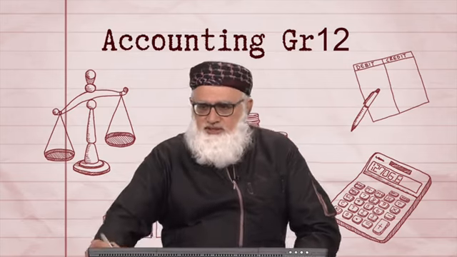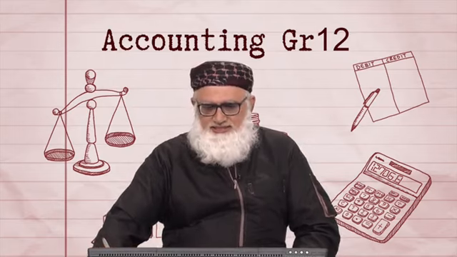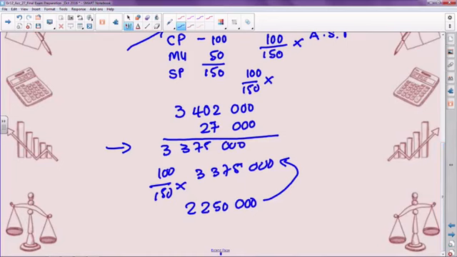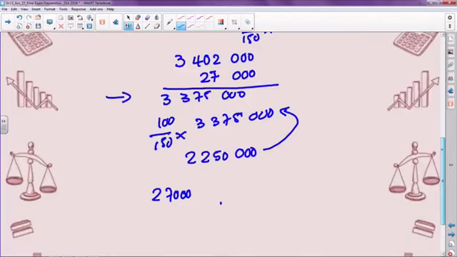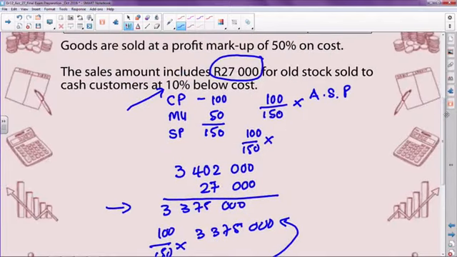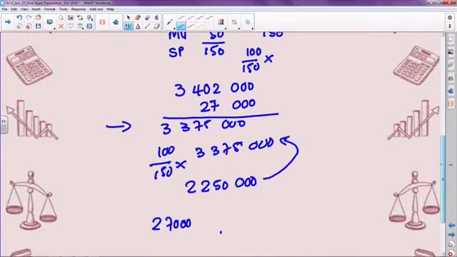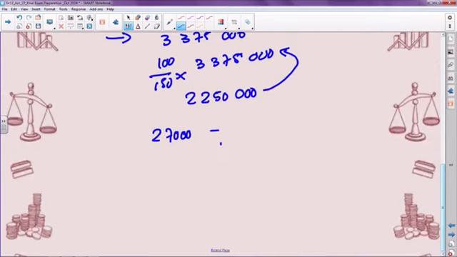Welcome back, grade 12s. Okay, here goes. Now you are told that you had sold goods to the value of 27,000 Rand, but these goods were sold at 10% below cost. In other words, this 27,000 is equal to 90%. Why? 100% minus 10 is 90%, 10% below cost.